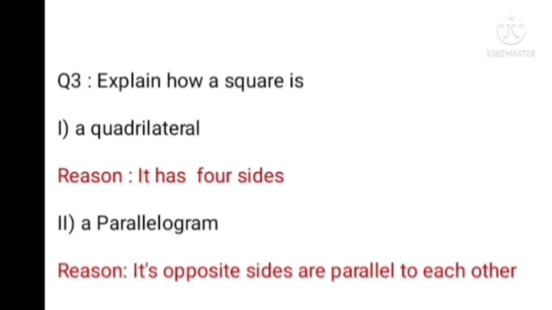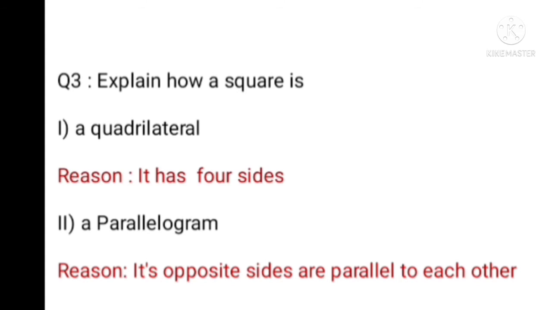Next question: explain how a square is a quadrilateral. You can give the reason: a square is bounded by four sides. Quadrilateral means a four-sided polygon, and a square is also a four-sided polygon, so it is a quadrilateral.